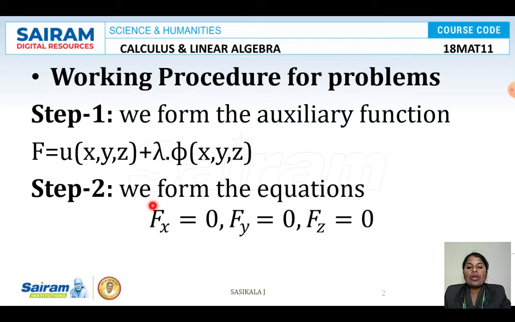Then step 2, we form the equations. We need to find dou F by dou x, dou F by dou y, dou F by dou z, which is equal to 0. So first we find the auxiliary function, then find the partial differentiation with respect to x, y, z for the auxiliary function, then equate to 0.